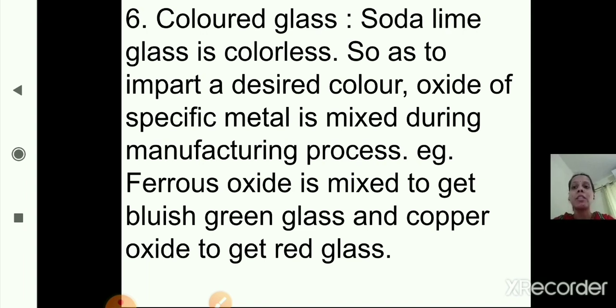Colored glass, the name itself gives us an idea. A different oxide of specific metal is mixed during the manufacturing process so that the glass will get color. For example, ferrous oxide is mixed to get bluish green glass and copper oxide to get red glass. So this is the sixth type of glass, that is colored glass.